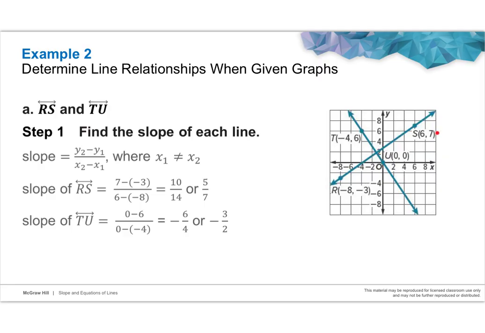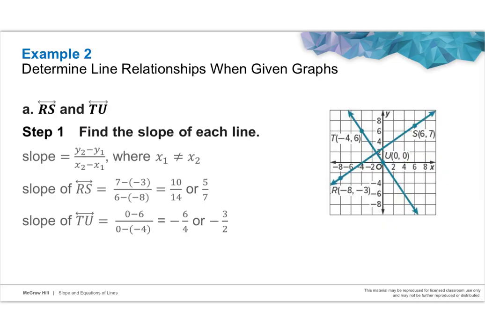Notice we started over here with our right-hand point. We want to make sure we're subtracting in that same direction for our x coordinates as well. So that becomes 10 over 14, or simplifying that fraction, taking out the common factor of 2, we have 5 over 7. The slope of TU, on the other hand, is between the points -4, 6 and 0, 0.